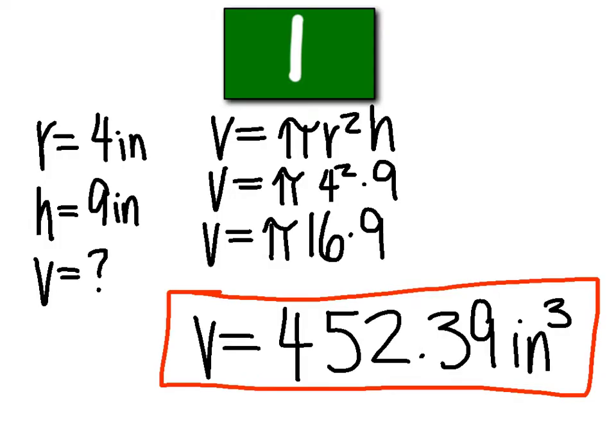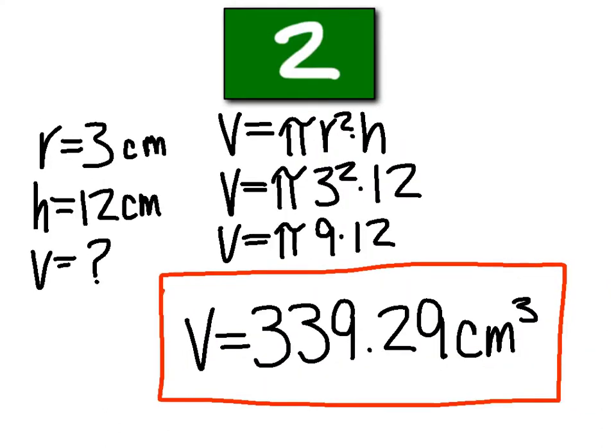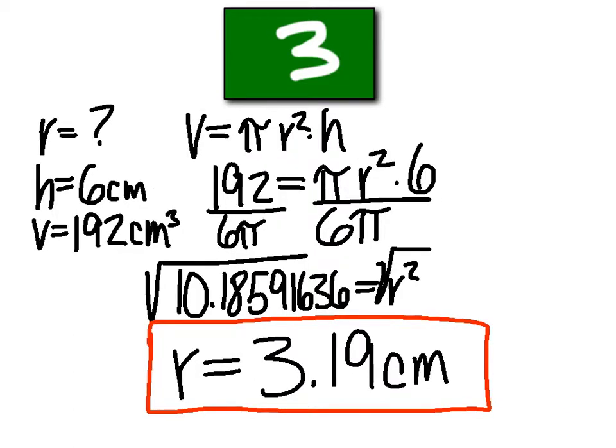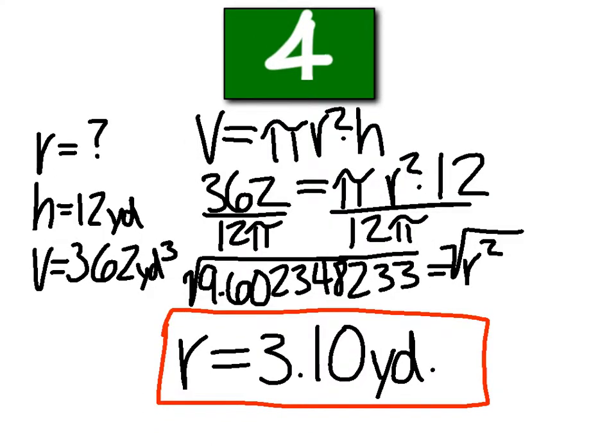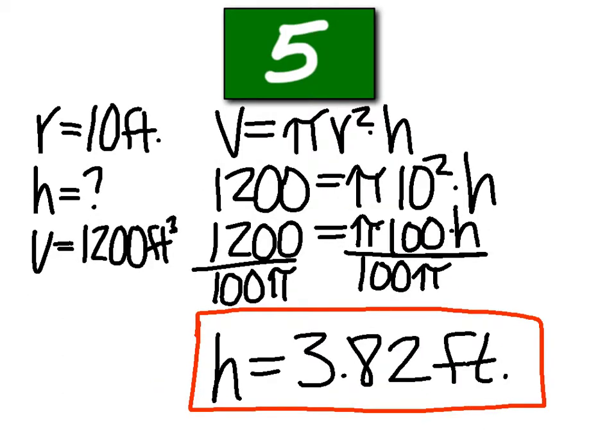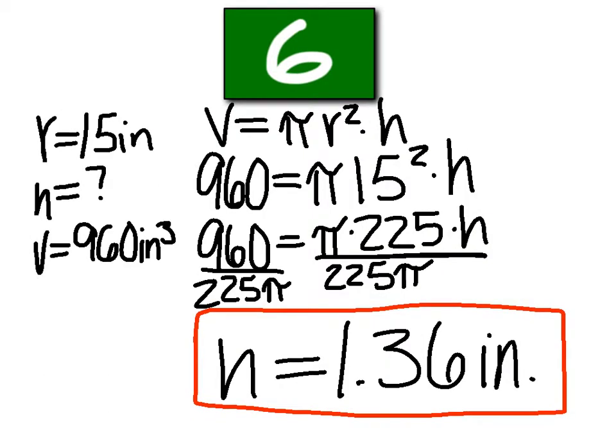Okay, number 1 should be 452.39 inches cubed. Number 2 is 339.29 centimeters cubed. Number 3 should be 3.19 centimeters. Number 4 should be 3.10 yards. Number 5 should be 3.82 feet. Number 6 should be 1.36 inches.